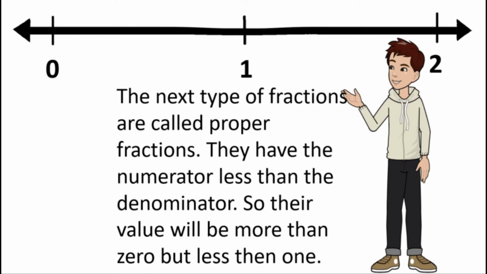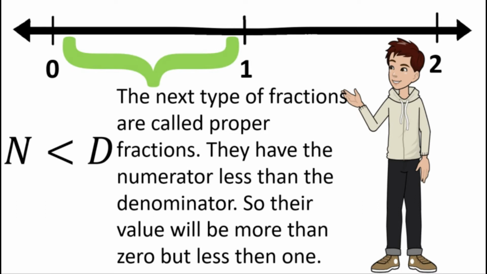The next type of fraction is called proper fraction. They have numerator less than the denominator. So the value will be more than 0 but less than 1. The numerator should be less than the denominator, then only they are considered as proper fraction. For example, 1 by 6, 2 by 7, then 3 by 8, these all are proper fractions and they are located on this area of the number line.